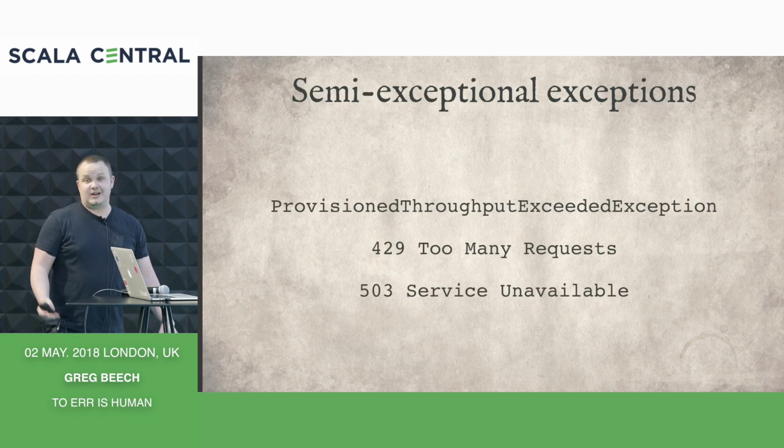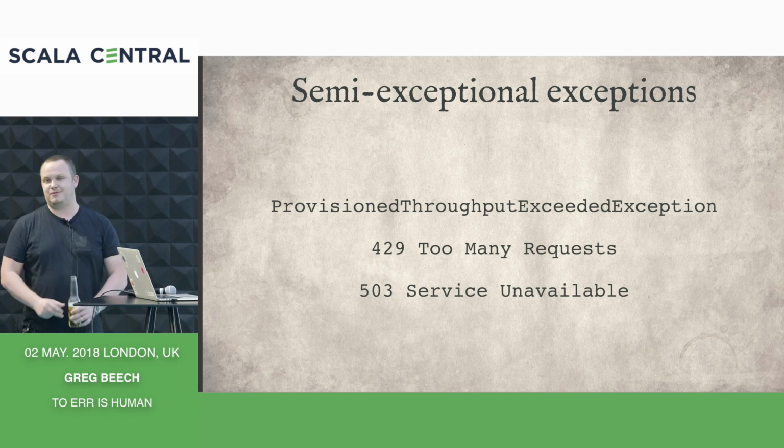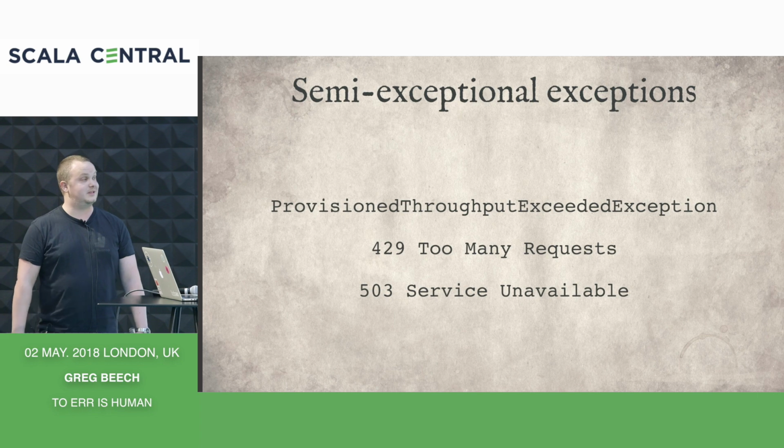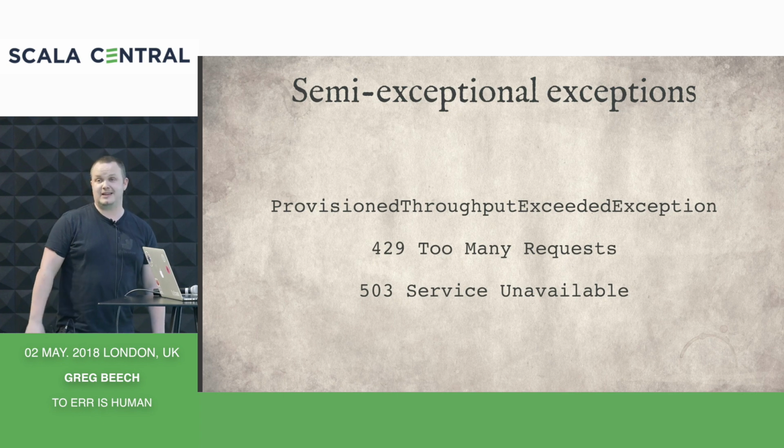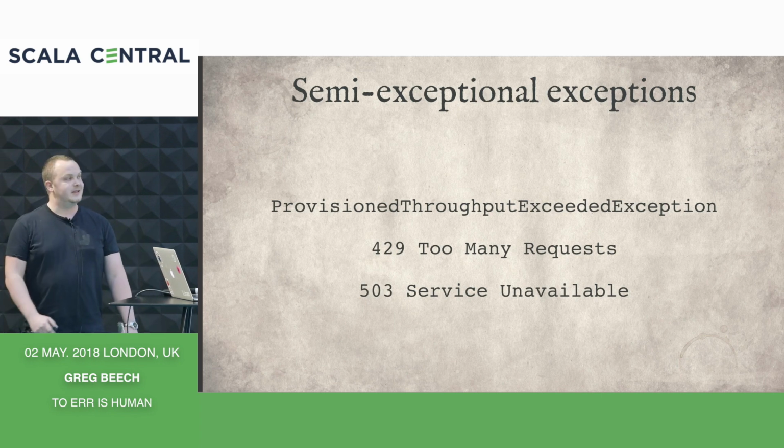And then, finally, the last one we'll talk about today, semi-exceptional exceptions. And these are really quite common nowadays, because if anyone's used AWS, you'll be aware that most of the time you provision your throughput, and if you go over it, you're going to get a provision throughput exception. Similarly, if you're talking in the microservice world and you've hit your quota on another service, you might get 429 too many requests telling you need to back off.